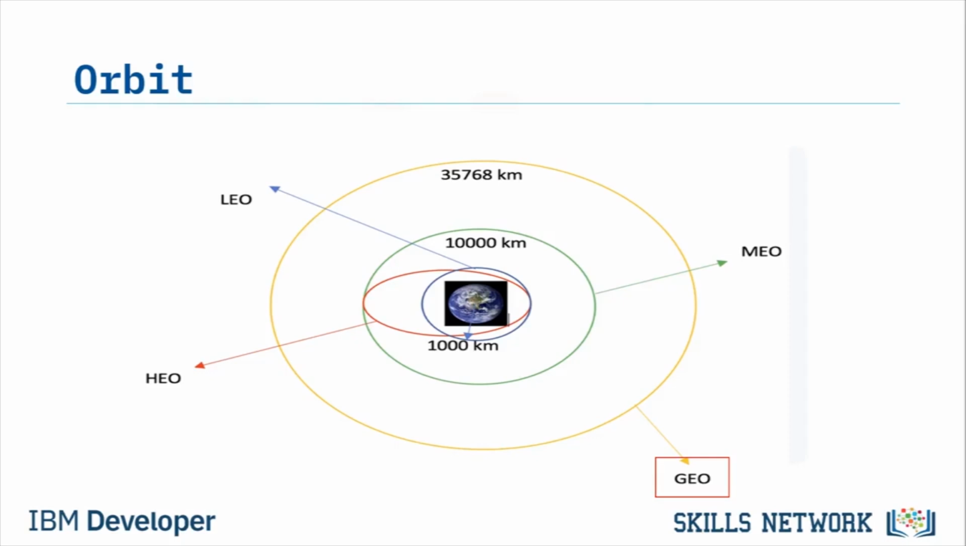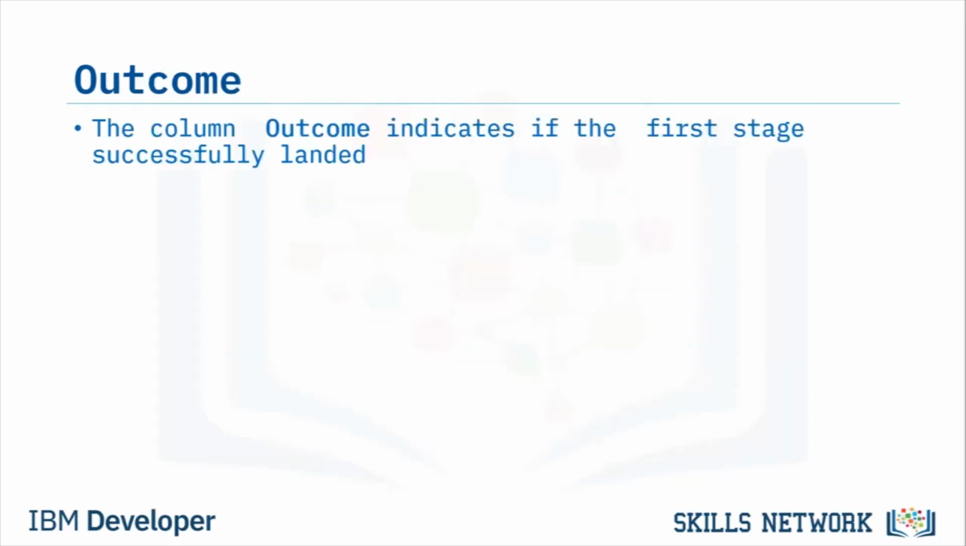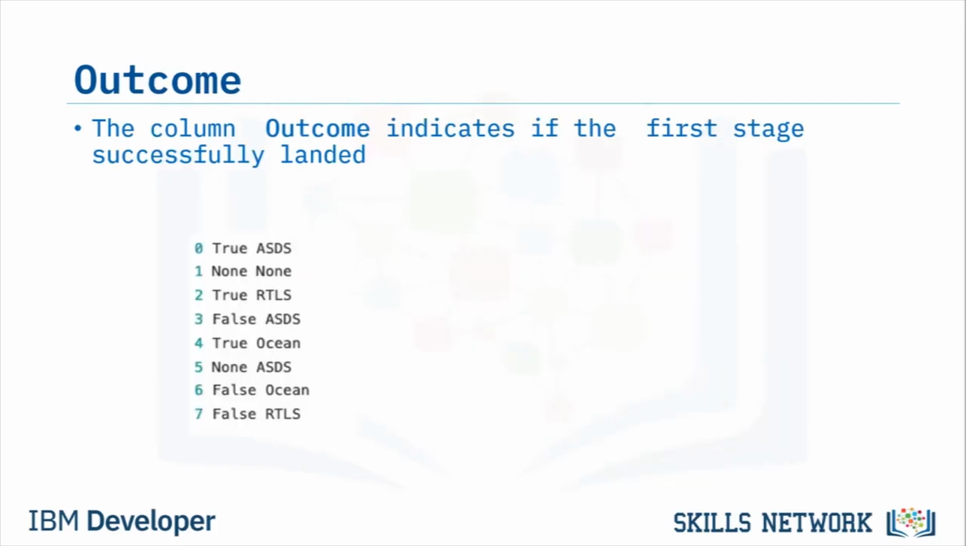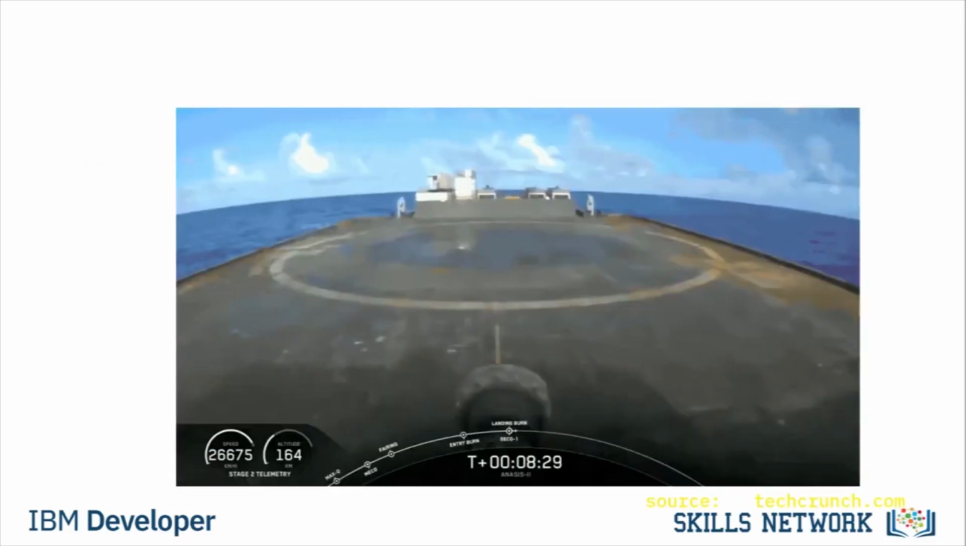It is located at 22,236 miles, or 35,786 kilometers above Earth's equator. The column outcome indicates if the first stage successfully landed. There are 8 of them, for example.